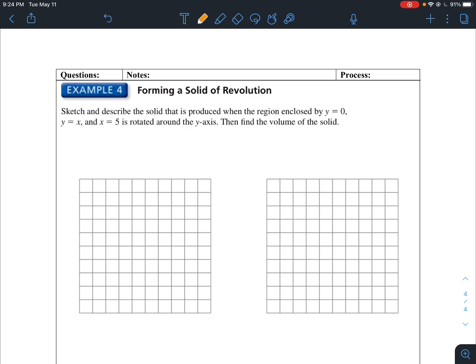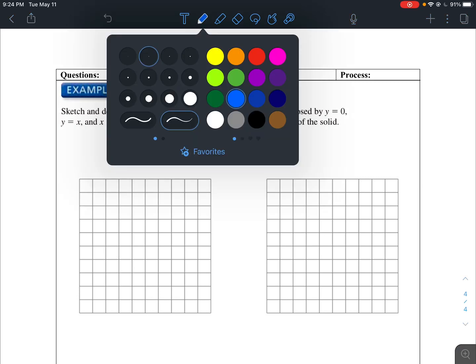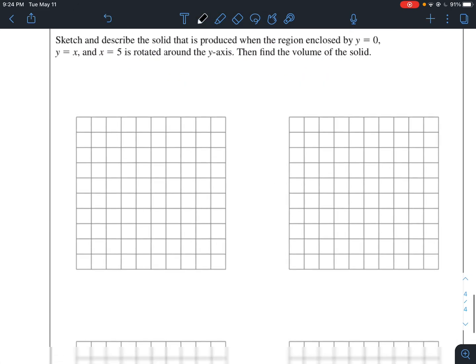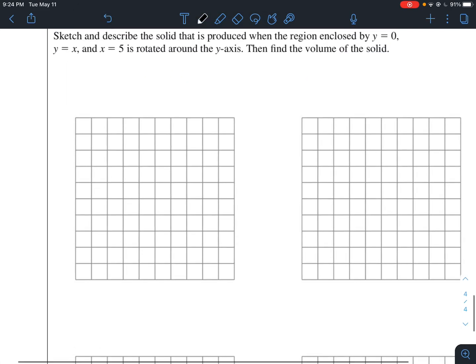Now, this is specifically kind of what your project is going to be like right here. So in this problem it says sketch and describe the solid that is produced when the region enclosed by y equals 0, y equals x, and x equals 5 is rotated about the y-axis. Okay, so let's go ahead and figure this out right here. So I'm going to make my axes.